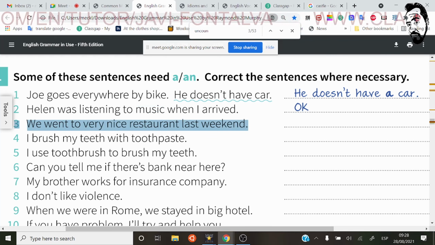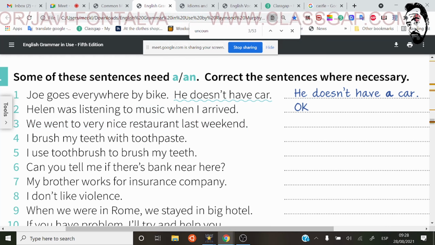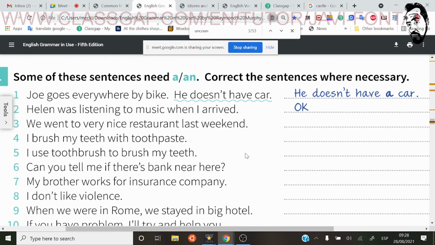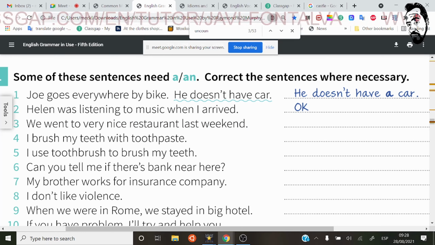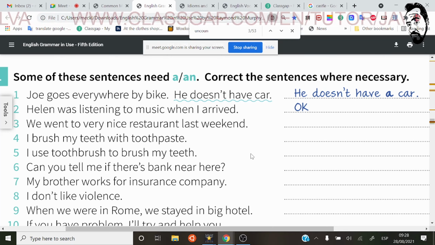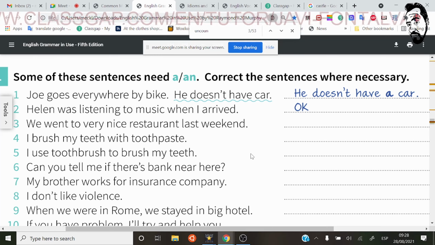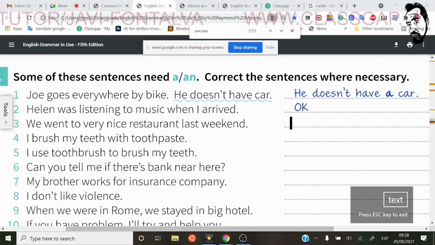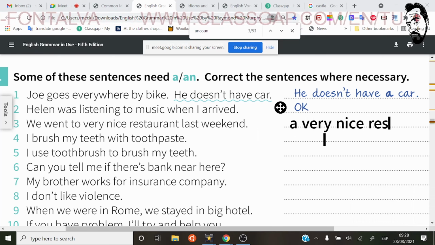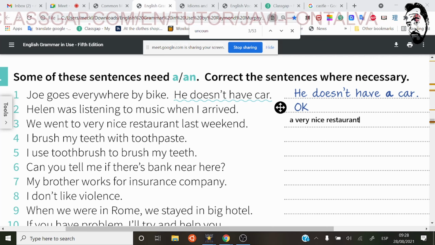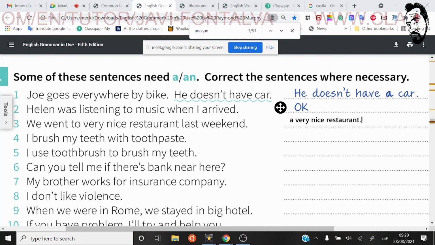Okay, number three. Sometimes you're going to need this, sometimes you don't need this. So number three, is it okay or not okay? We went to a very nice restaurant last weekend. Okay or not okay? Correct or incorrect? It's wrong. You need to say a very nice restaurant. We went to a very nice restaurant. So with restaurant, you need to say a or a number or something like that.